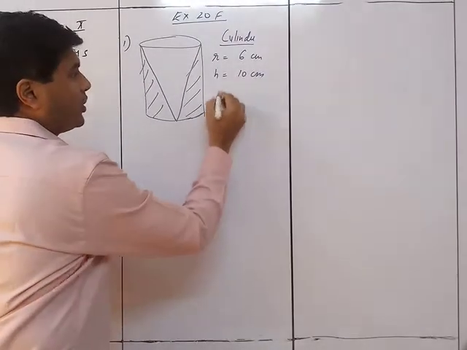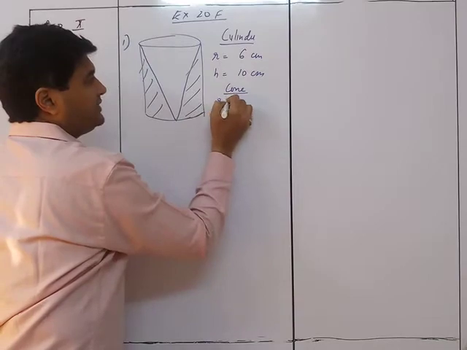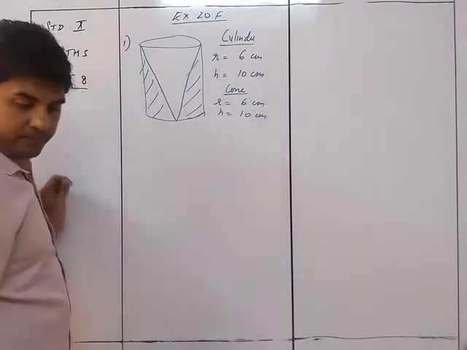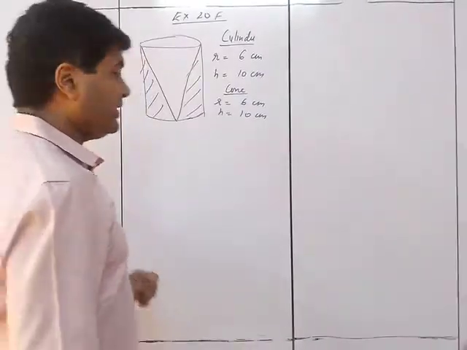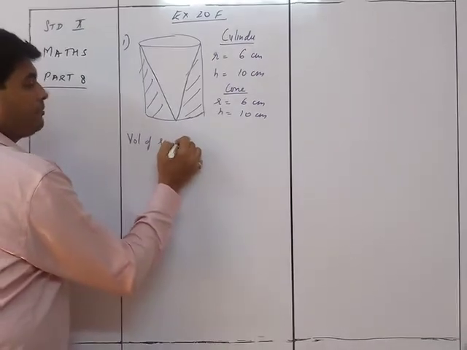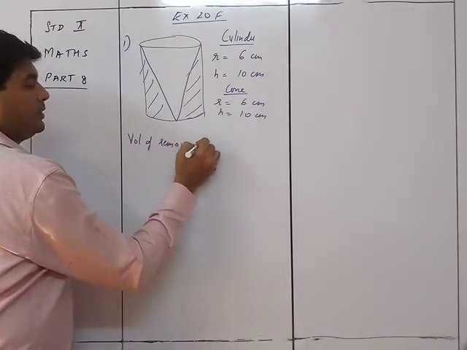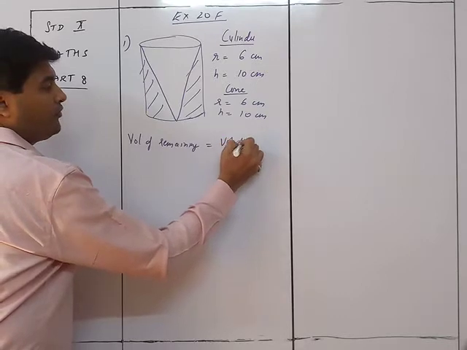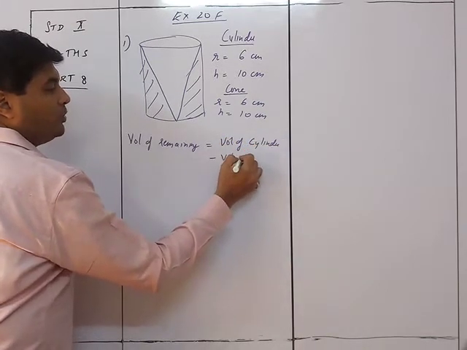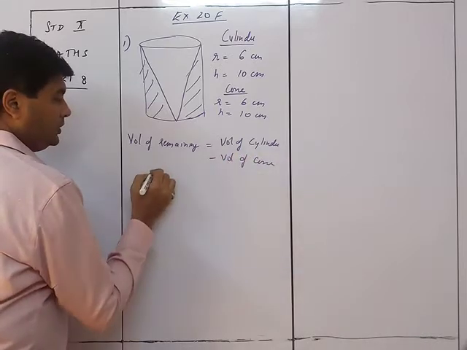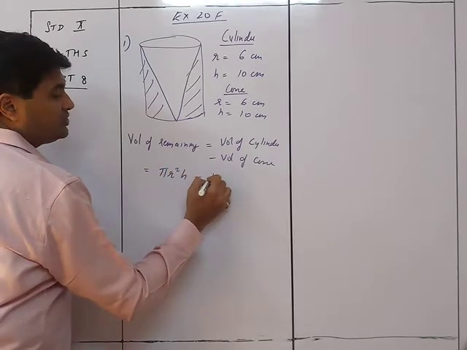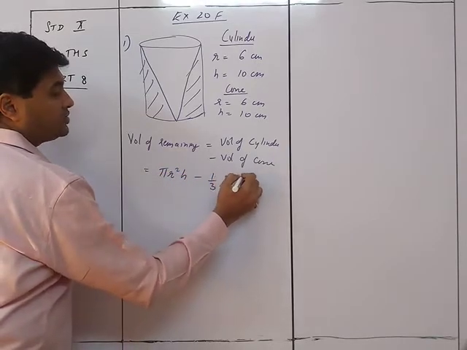And the same thing for the cone also. The radius is equal to 6 centimeters and the height is equal to 10 centimeters. We need to find out the remaining volume. So volume of remaining is equal to volume of cylinder minus volume of cone. So that will give me pi r square h minus 1 upon 3 pi r square h.